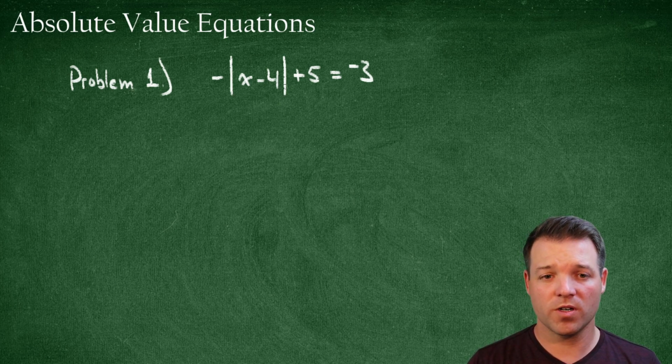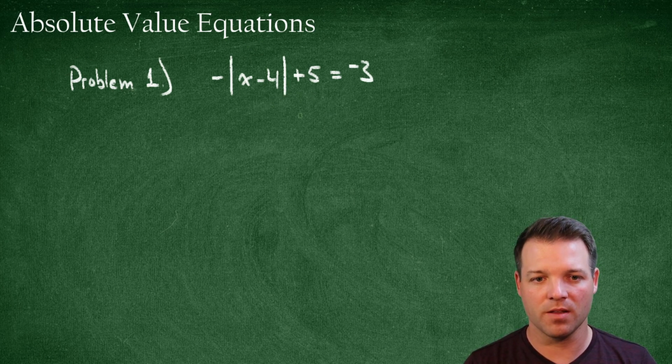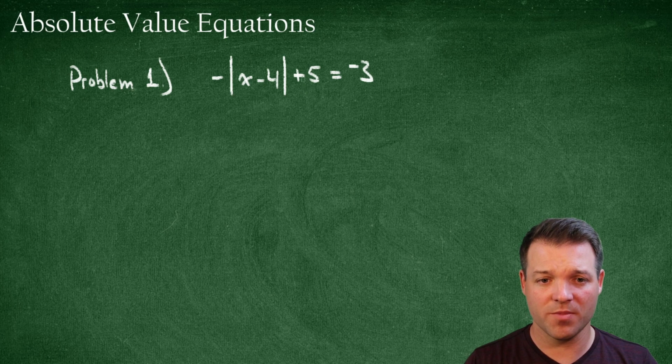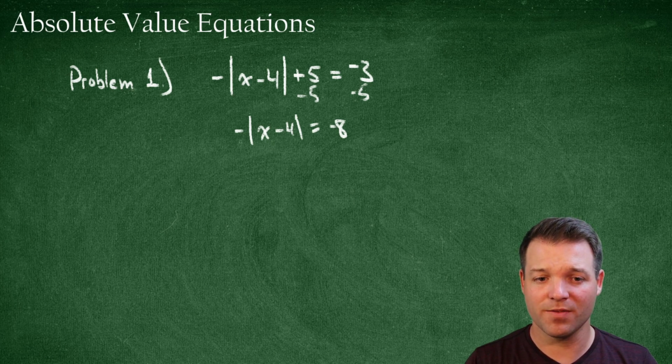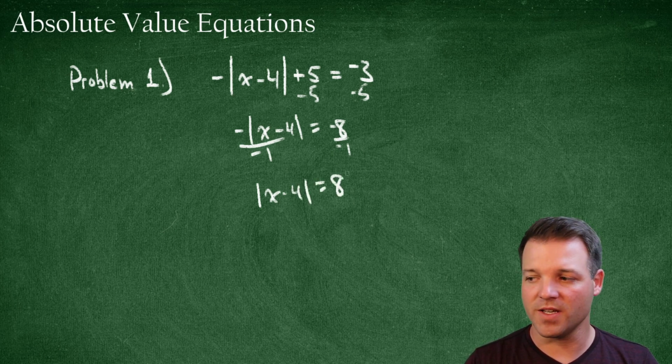All right, so let's go ahead and work this out. Step 1 is isolate this complicated thing. If you have anything complicated like a square root or something squared, you're always going to isolate that complicated thing. So first I'm going to subtract 5 from both sides, getting the absolute value of x minus 4 is equal to negative 8. Now, this negative cannot stay here. I do have to get rid of that, so I'm going to divide both sides by negative 1, getting the absolute value of x minus 4 is equal to positive 8. Okay, now we're isolated. Step 1 is done.